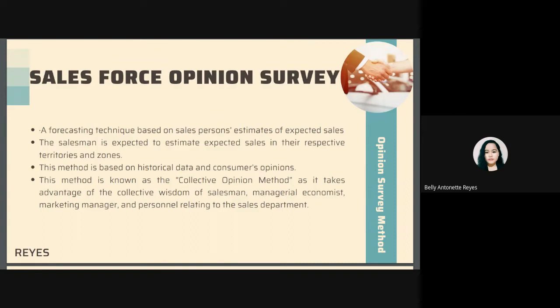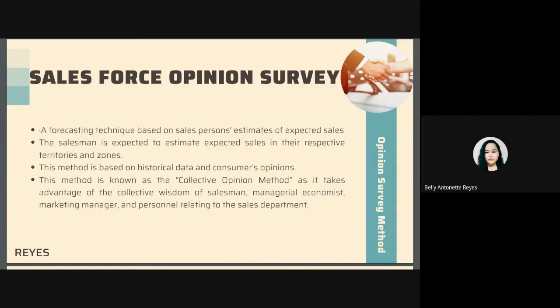Lastly, we have a Salesforce opinion survey. It is a forecasting technique based on salesperson's estimates of expected sales, wherein the salesman is expected to estimate sales in the respective territories and zones. The rationale of this method is that the salesmen, being the closest to the customers, are likely to have the most intimate feel of the market. This method is also based on historical data and consumers' opinion.